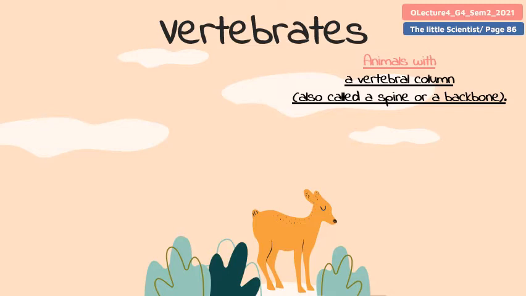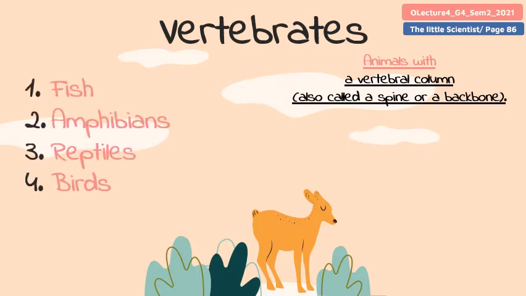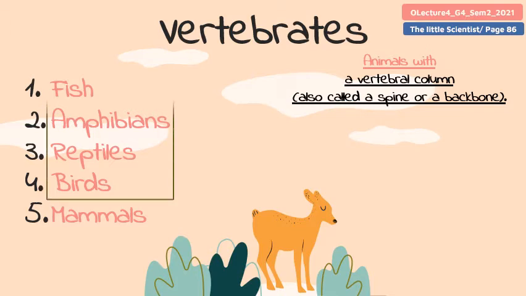And vertebrates are classified into five groups: the fish group, the amphibians group, the reptiles group, the birds group, and the mammals group. And I know that my dear students know everything about fish, amphibians, reptiles, and birds. So let's go for a quick revision about these groups of animals.